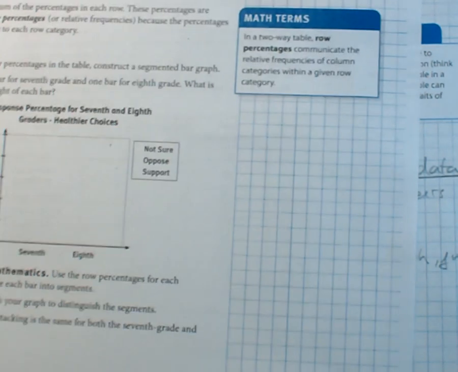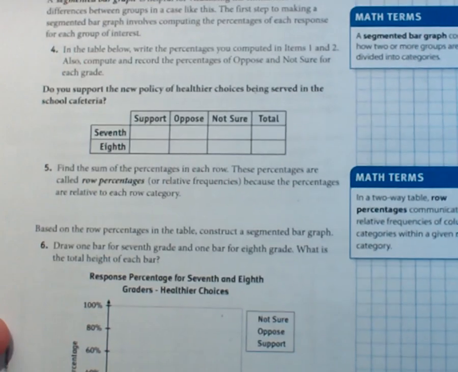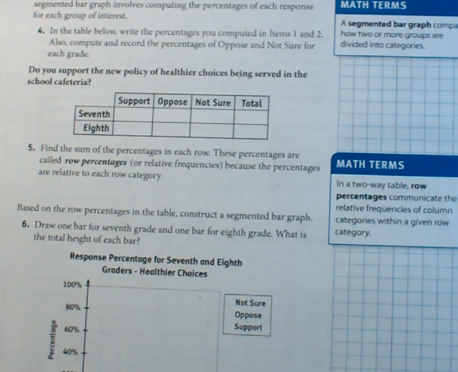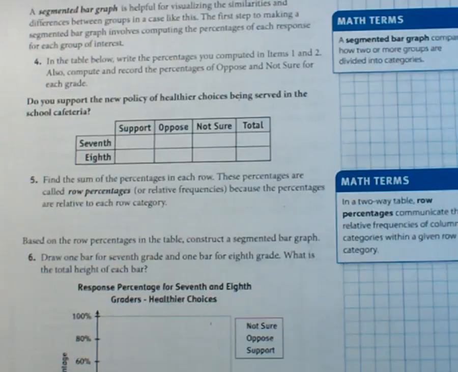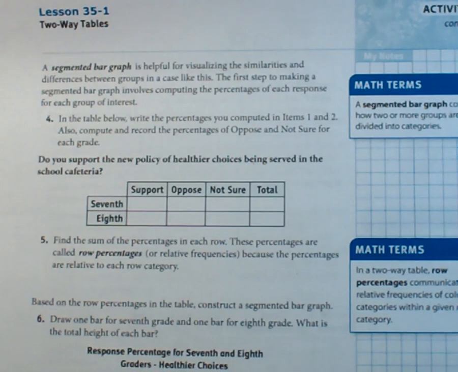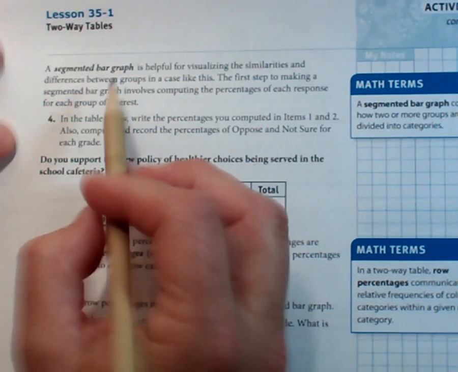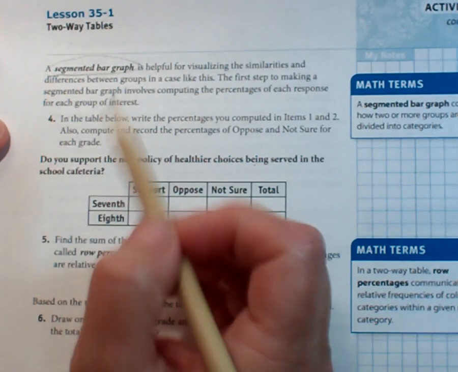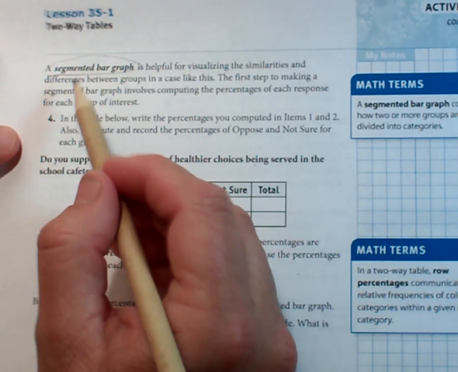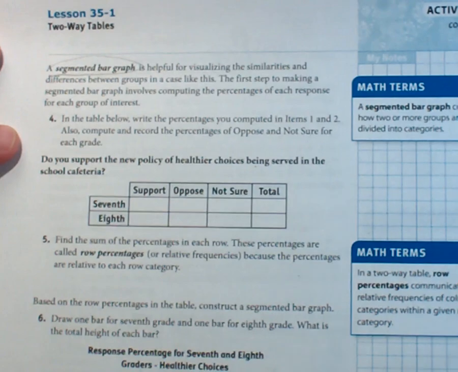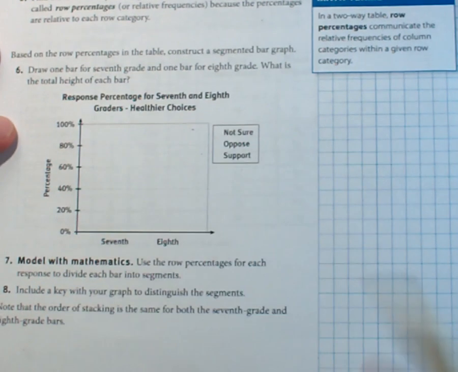All right, page 479. A segmented bar graph. So we don't have a scatter plot. You can't do a scatter plot when you have data like this. So what visualization can we show? And that is a segmented bar graph. A segmented bar graph is a lot like a regular bar graph, but it always totals 100%.